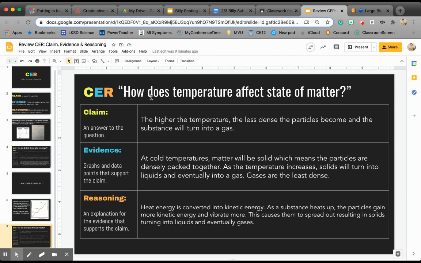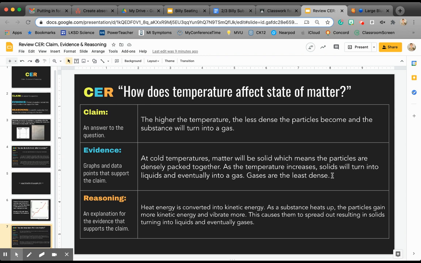So the question is, how does temperature affect state of matter? And our claim is this: the higher the temperature, the less dense the particles become, and the substance will turn into a gas. So, does that answer our question? Yes. What evidence do I have that suggests that? Well, using my graph, I can pick out the following patterns. At colder temperatures, matter will be a solid, which means that the particles are densely packed together. As the temperature increases, solids turn into liquids and eventually a gas, and we know that gases are the least dense.